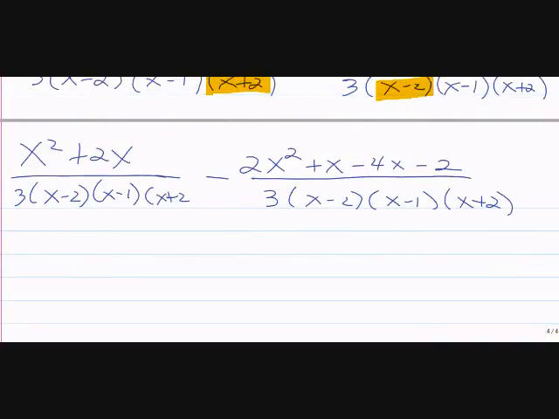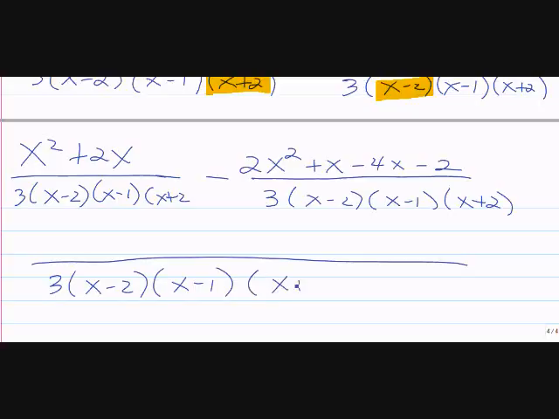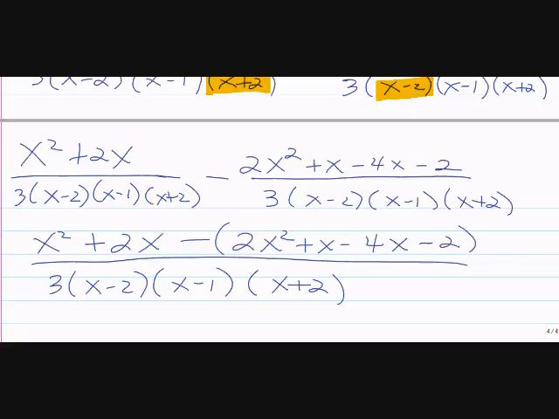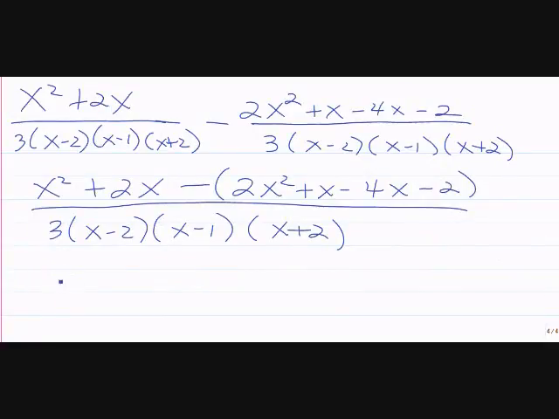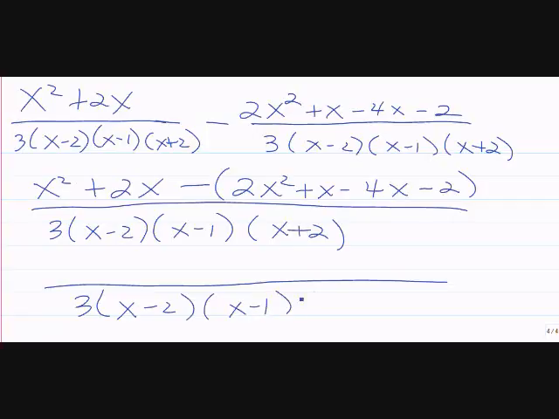Okay. We're almost to the last step. I told you this was the hard one. Okay, now let's do the subtraction. So I'm going to put these all in one fraction now so I don't have to keep writing out that common denominator twice. I got x squared plus 2x minus 2x squared plus x minus 4x minus 2. Let me clean that up just a little bit, or a lot, because it's pretty messy right now.